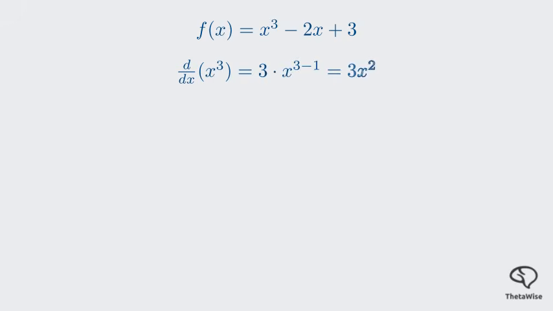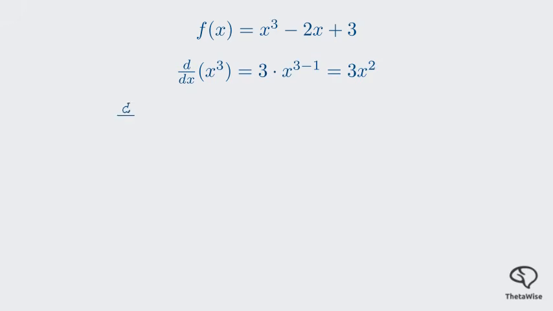Now, let's find the derivative of our function. We'll write down our function again. f of x equals x cubed minus 2x plus 3. We differentiate this term by term using the power rule. For the first term, x cubed, the power is 3. So we bring the 3 down and subtract 1 from the power, which gives us 3 times x squared.